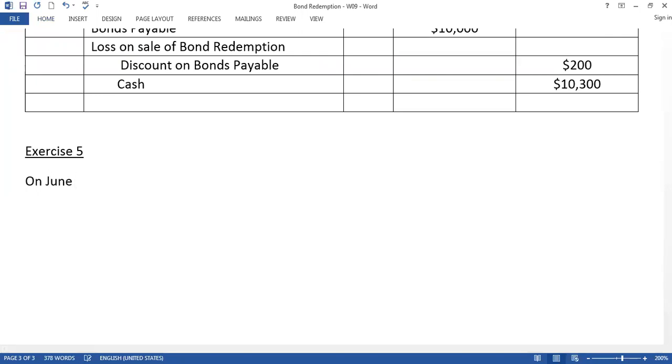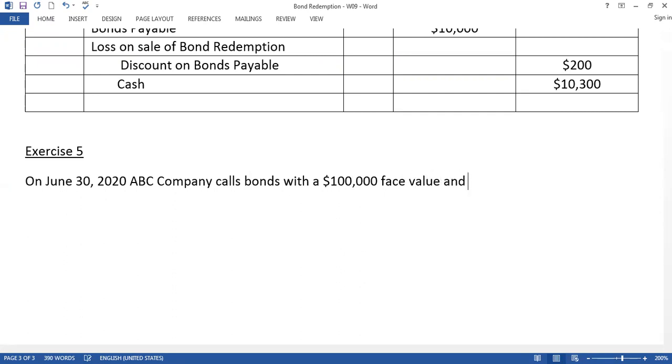On June 30, 2020, ABC company calls bond with $100,000 face amount and the remaining discount on bonds payable $4,000. Okay. First assumption.